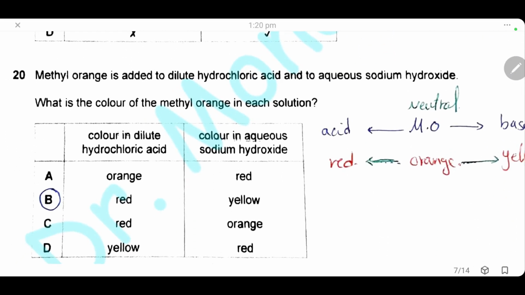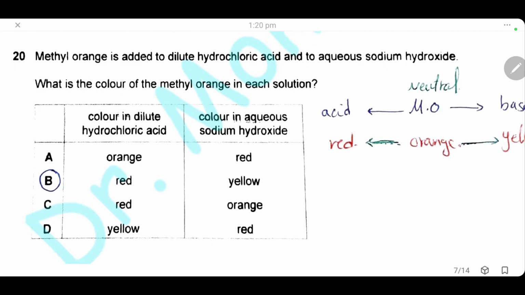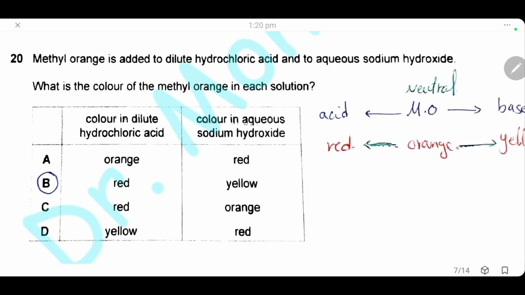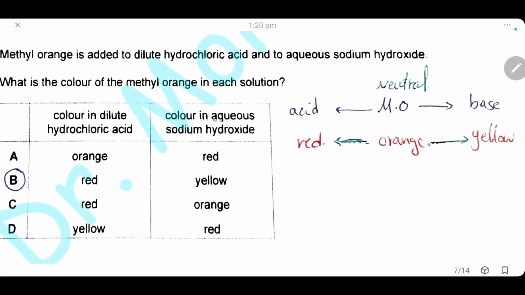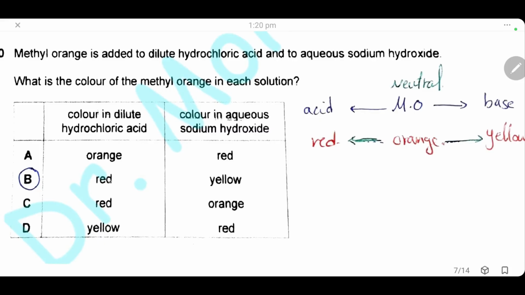Question 20. Methyl orange is added to dilute hydrochloric acid and to aqueous sodium hydroxide. What is the color of methyl orange in each solution? Methyl orange, when it is neutral, is orange. When it's in acidic media, it's red. And when it's in alkaline media, it's yellow. So here, it will be red in dilute hydrochloric acid and yellow in the case of sodium hydroxide.